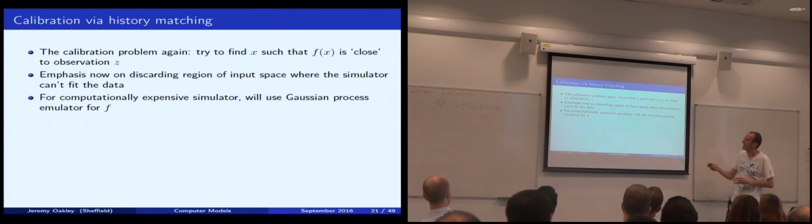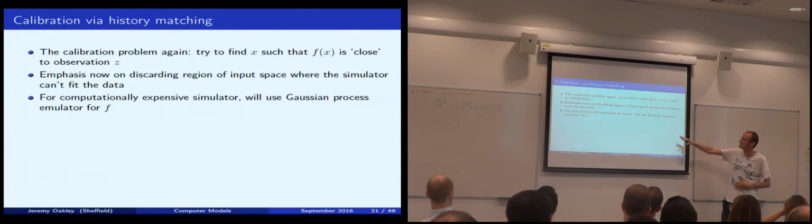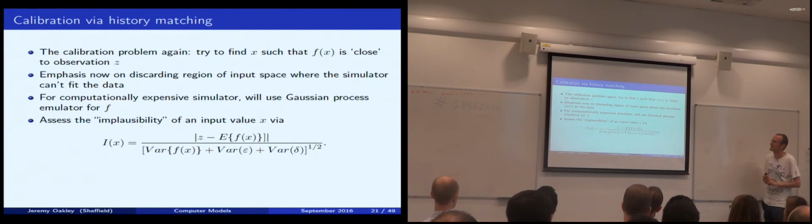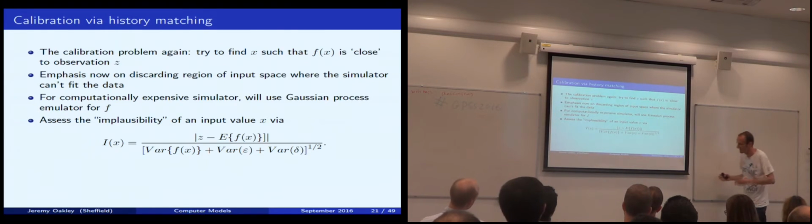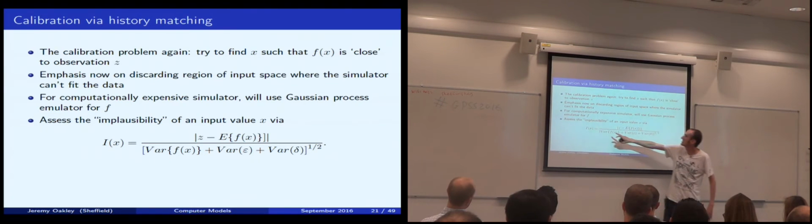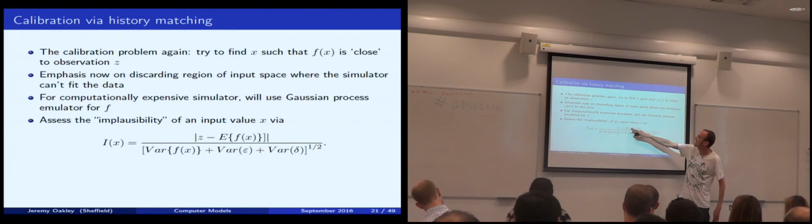If we're working with a computationally expensive simulator, we're going to use a Gaussian process. And again, I'll come back to this word emulator later on. But basically, what we do is use this measure which we call implausibility. So what you're looking at here is, for a particular candidate input value, you've got your physical observation that you're trying to match. Here you might have either the simulator output itself or an approximation of it if it's computationally expensive. So this is something that might come out of a Gaussian process.